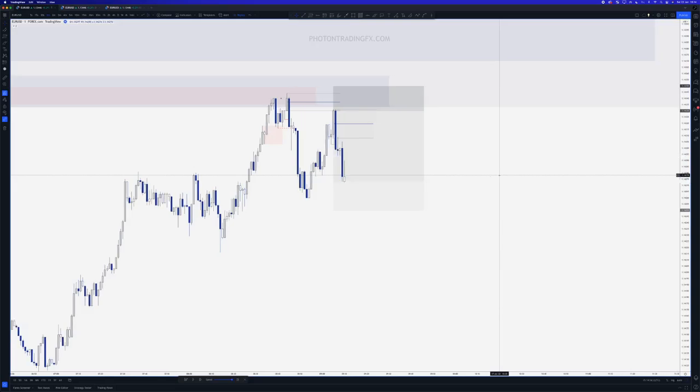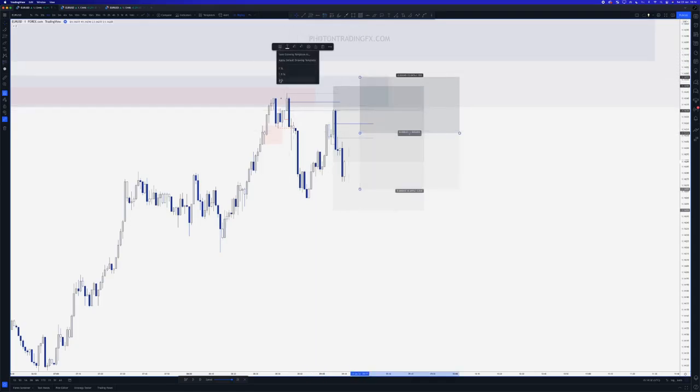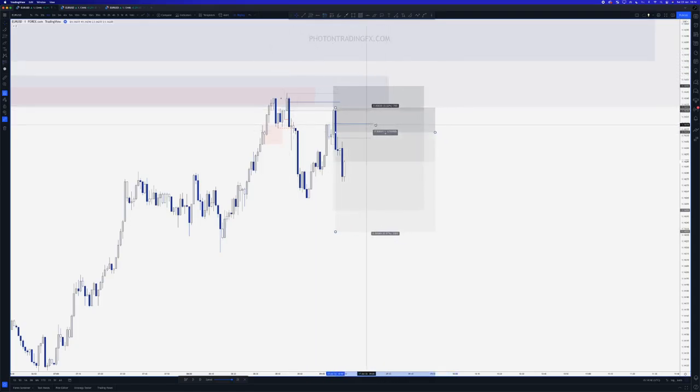So if you have a 2 pip stop, let's just see, would you have been tagged in? Doesn't look like it. No, okay, because the stop has to be above the high. That's fine. There was a bit of a tap into the distal here, but there definitely can still be orders within there.